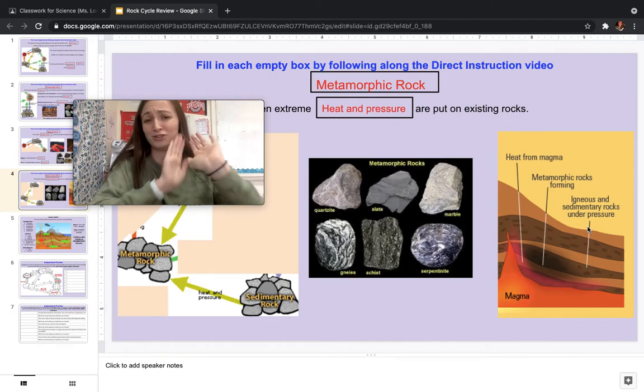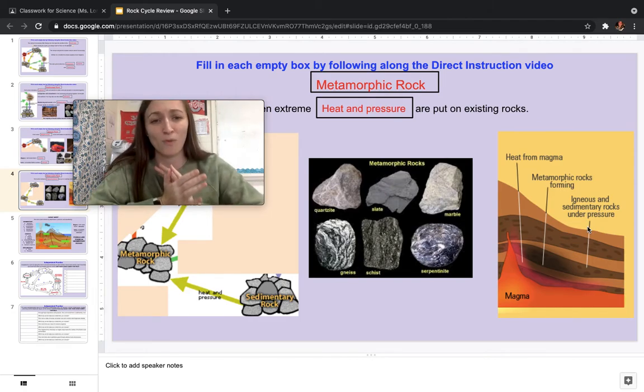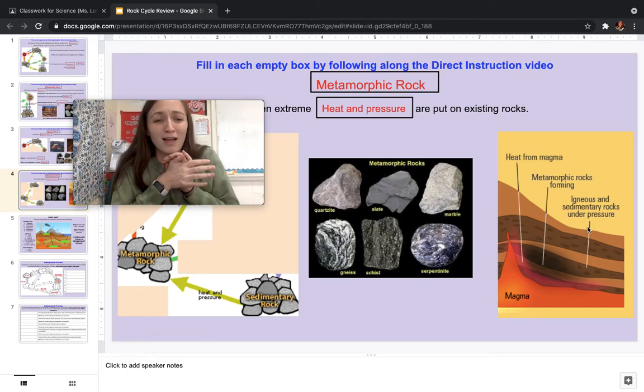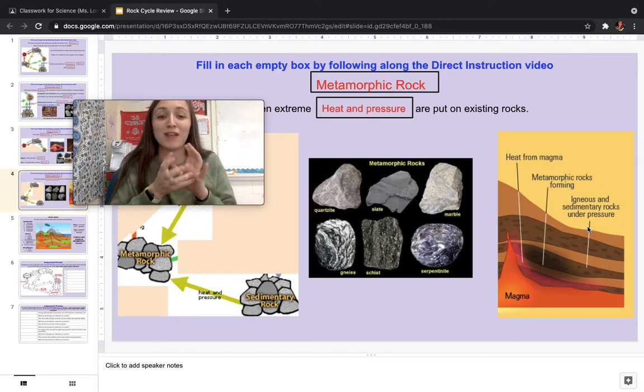We know when we have pressure from something, it's putting almost like a lot of weight onto something. So it's getting heated up by that magma. It's going through a lot of pressure, and it's going to shift the way the rock actually looks. So after that rock is shifted and changed, it is now a metamorphic rock. So anytime you see heat and pressure put on a rock that already exists, that is a metamorphic rock.